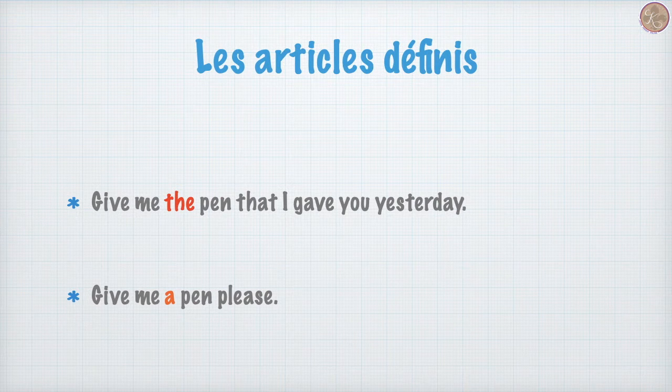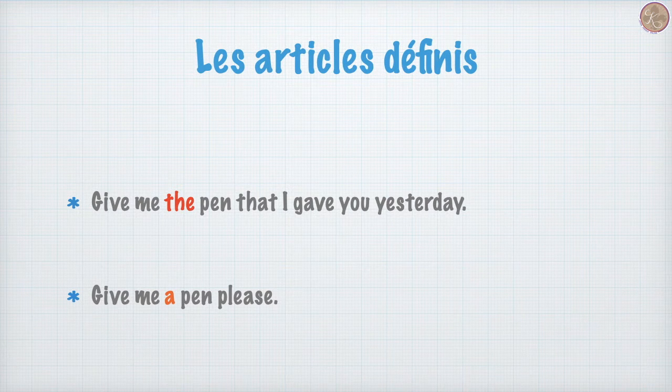The first sentence, give me the pen that I gave you yesterday. The second sentence, give me a pen, please. Now, in the first sentence, imagine I gave you a pen yesterday, and I'm asking you to return or to give back the pen that I gave you yesterday. I'm very specific. It's not any pen. I gave you a pen yesterday, and then I want you to return the same pen. So here I use the definite article because it's very specific, very definite. That's why I say, give me the pen that I gave you yesterday.